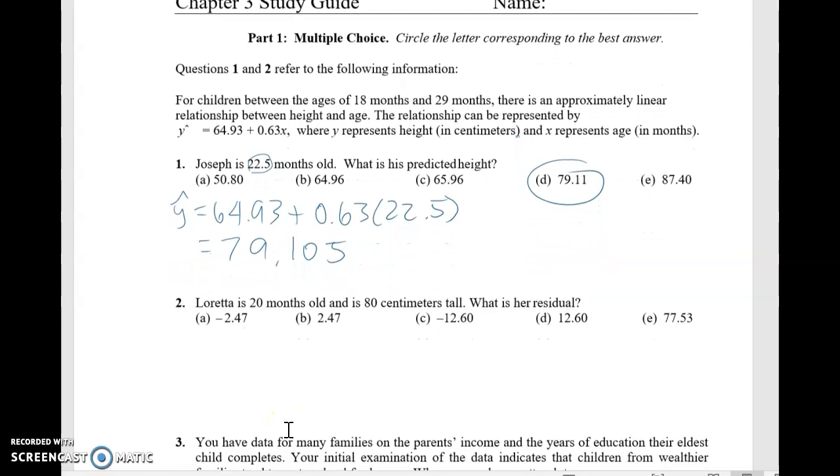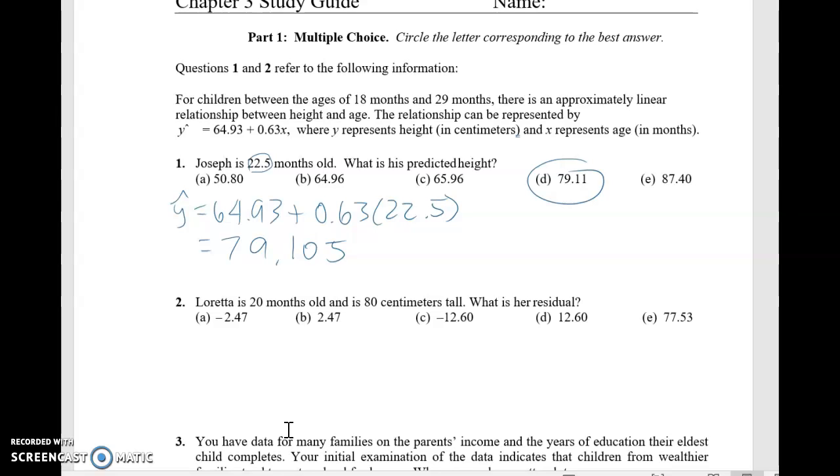For our next equation, we're going to use the same one, except now it's 20 months. Now we need to find the predicted height, so we'll do that first. So 64.93 plus 0.63 times, in this case, 20 months. So that's 77.53. Now, since she's 80, remember, residual is always y minus y hat. So I need to subtract that, end up with 2.47.